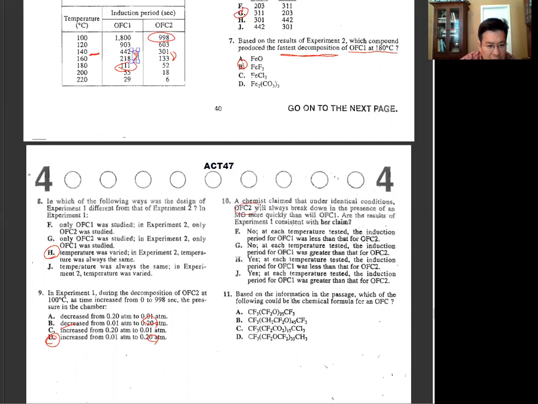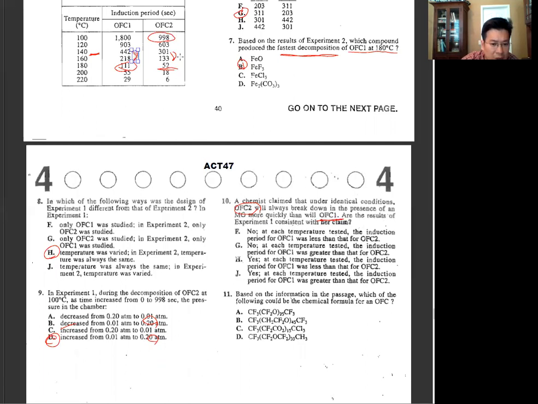Certain OFC2 will always break down in the presence of MO more quickly than will OFC. So quickly is... 2 has to be the, so it's from like here, I don't know.